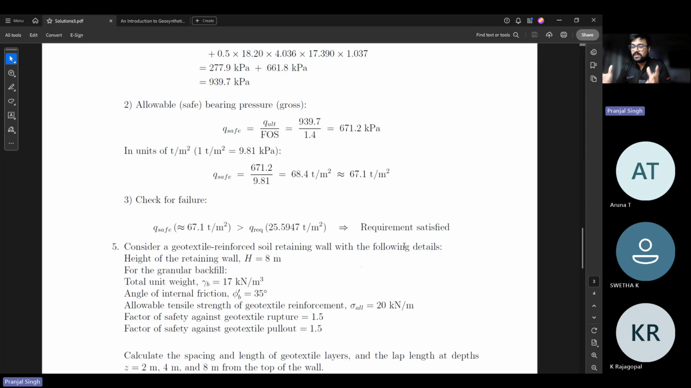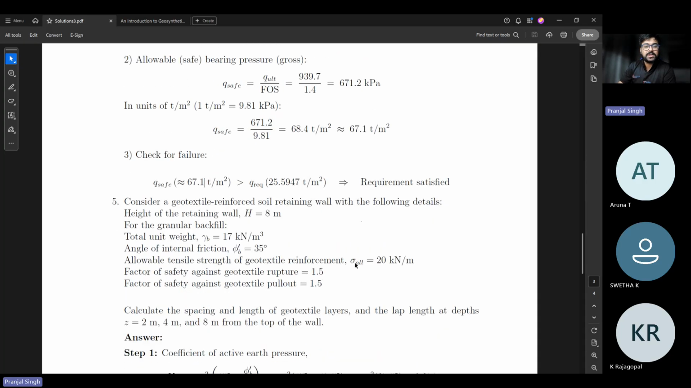Remember, there are many more checks. You have internal stability also, which we'll discuss in further sessions. You have external stability for overturning, for sliding. So we have not checked that. We have particularly checked it for bearing. And since usually the width is very large, the width depends on the length of the reinforcement layers. Since it's usually very large, the bearing capacity is generally not a problem in reinforced soil walls.